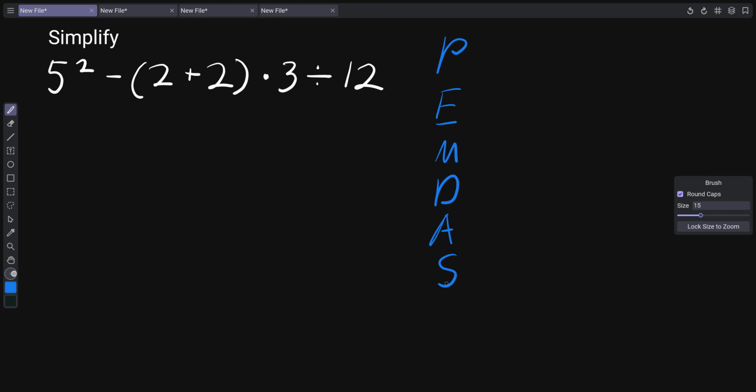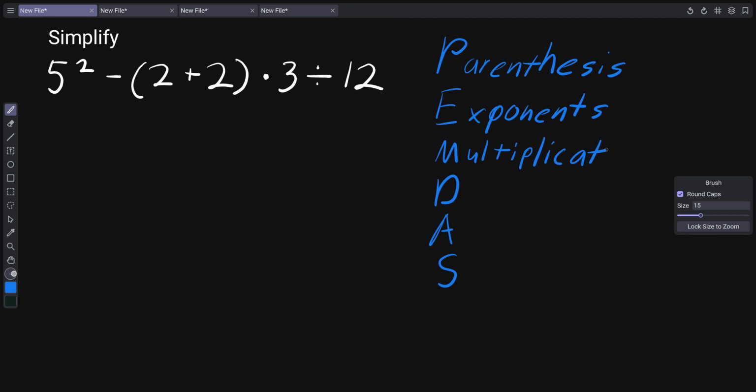PEMDAS. So we say PEMDAS, and this is sort of a code word for parentheses, exponents, multiplication, division, addition, and subtraction.